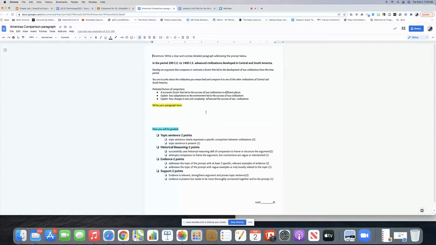Think Persia chart. You can compare them in any one of those: achievements, social structure, religion, economics, political structure. Okay? You are to write your paragraph here. This is how you will be graded.